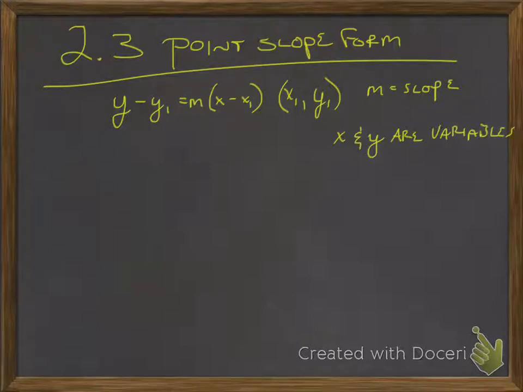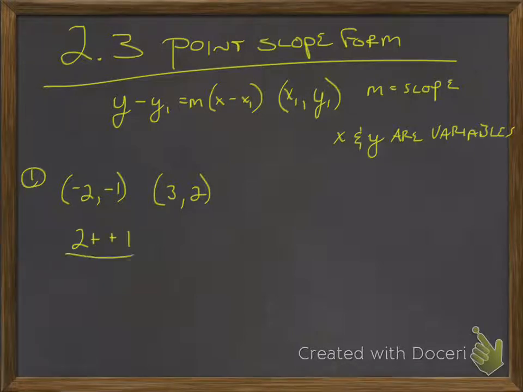Okay. Instead of starting with one with just a point and a slope, I'm going to start with one that gives 2 points and writing the equation of a line that consists of these 2 points. So you first have to find the slope. 2 minus negative 1, that becomes 2 plus 1, over 3 minus negative 2, that becomes 3 plus 2, and I'm left with 3 over 5. So that's my slope.